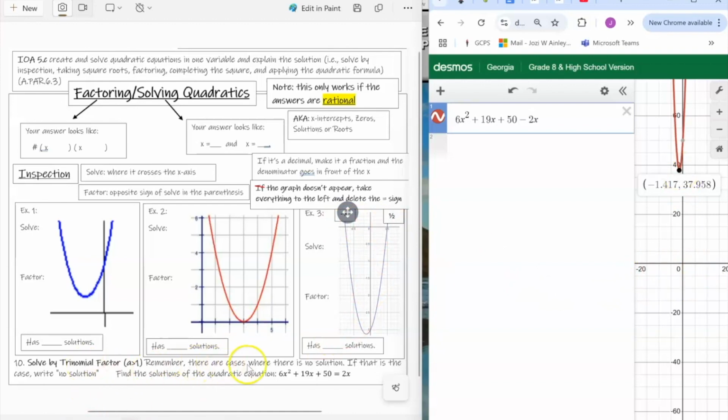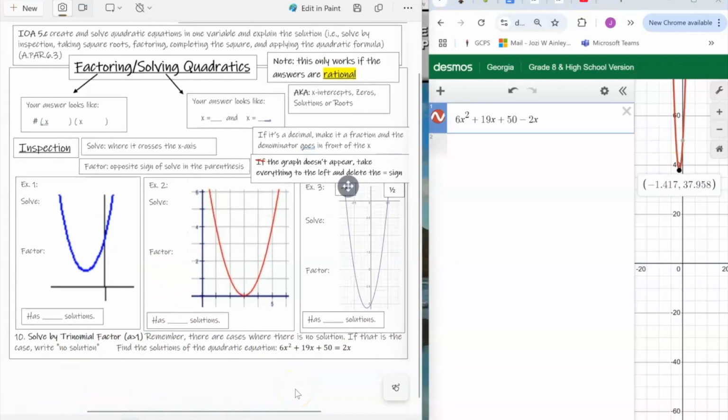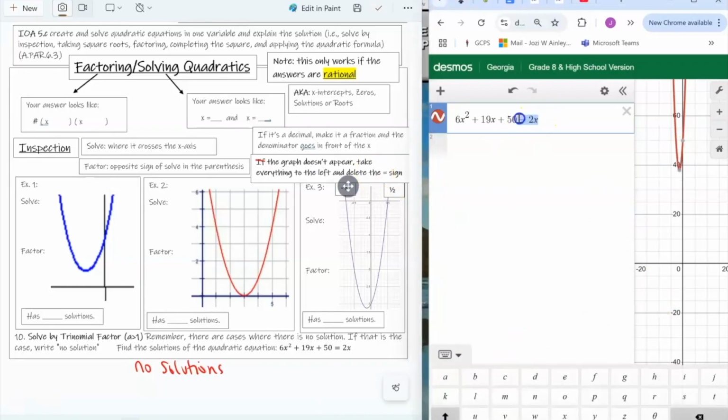So remember, there are cases where there's no solution. If that is the case, you're going to write no solution. So what are the solutions, or the roots, or the zeros, or the x-intercepts? In this case, there are no solutions. So just remember, if your graph does not show up, it could be possible that it's a no solution graph. And to get that, you need to take everything that's on the right to the left and delete the equal sign.